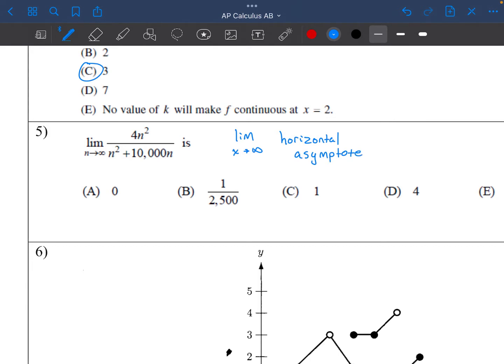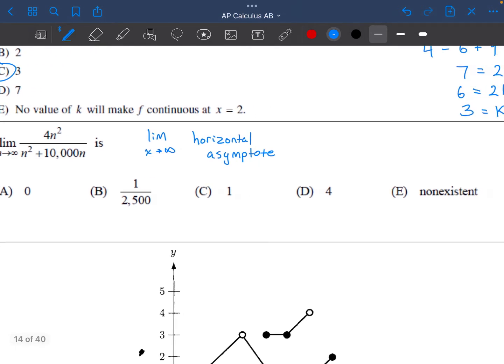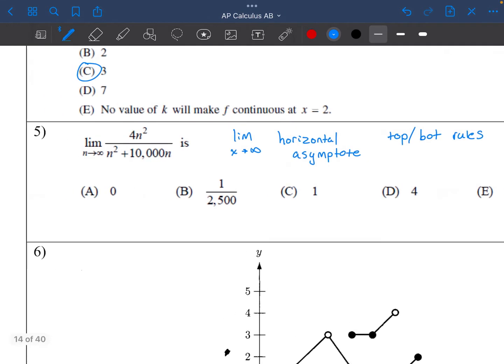There's a silent P in there. And a horizontal asymptote, to find that, you're going to have to use your top-bottom rules. So notice here that the top-bottom rules basically state, look at the highest power. The highest power up here is a 2. The highest power down here is a 2.